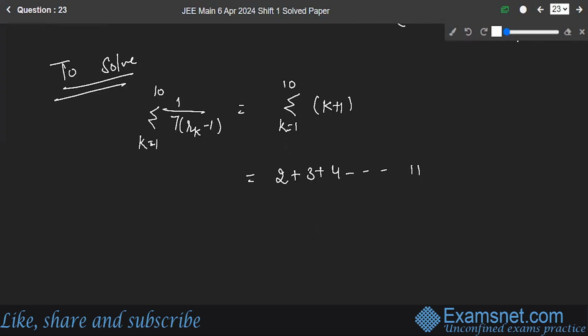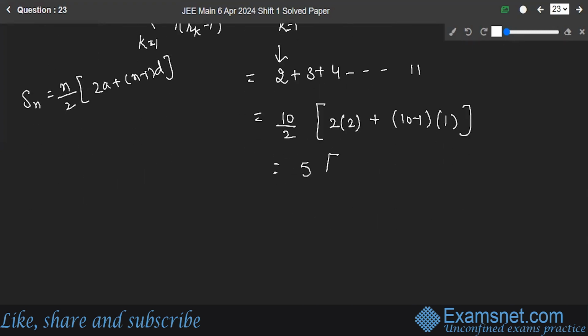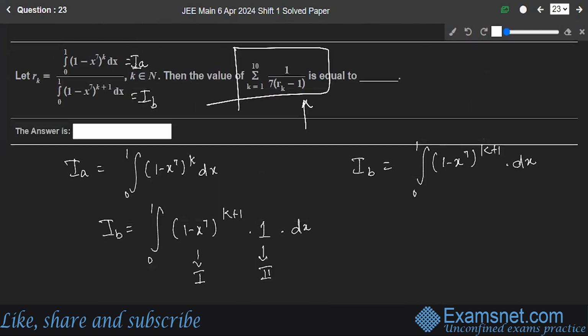The sum of n terms is given by n/2 into (2a plus (n minus 1) into d). So this is equal to, number of terms were 10, so 10 upon 2, (2a, the first term is 2, plus (number of terms 10 minus 1), d is 1, the common difference). So this gives me 5 into 13, which is 65. So this is the answer to the question, 65.